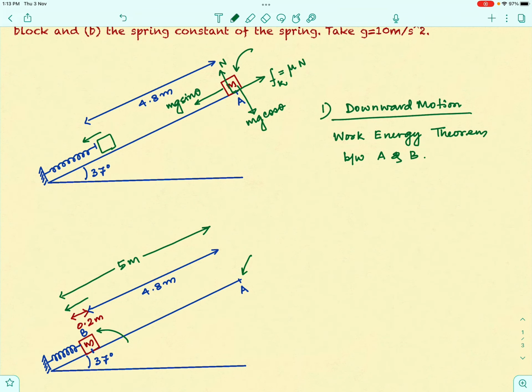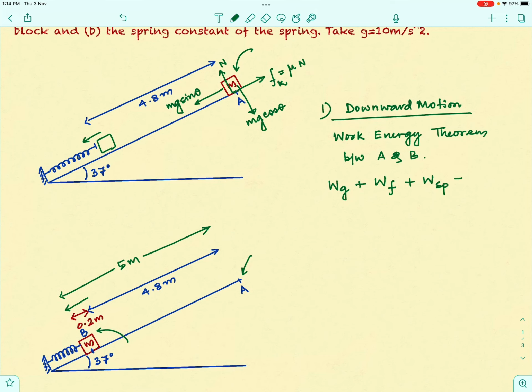Between the points A and B, we see that the work done on the block will be by gravity, so work done by gravity plus work done by friction. Friction will also do work on the block. And if you see carefully, when the block moves after 44.8 meters, when it reaches the spring and starts compressing it, the spring will also do work on the block for the last 0.2 meters of its motion.